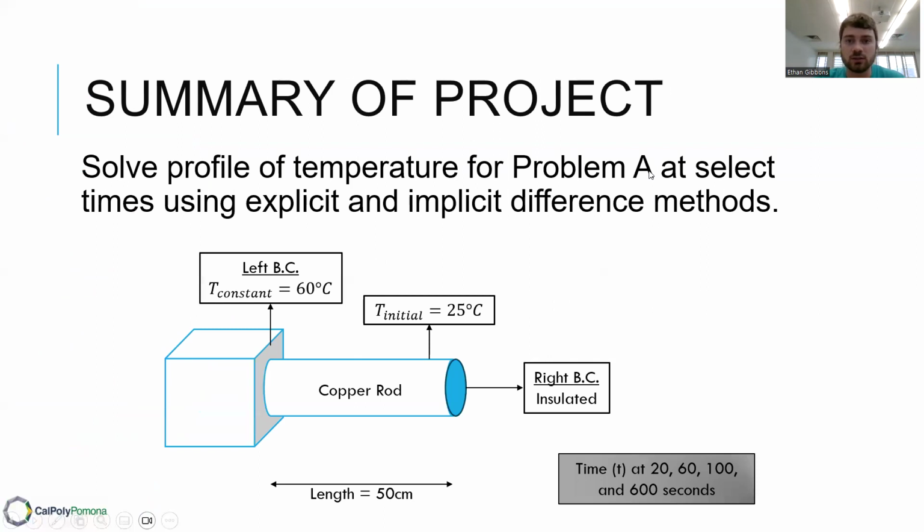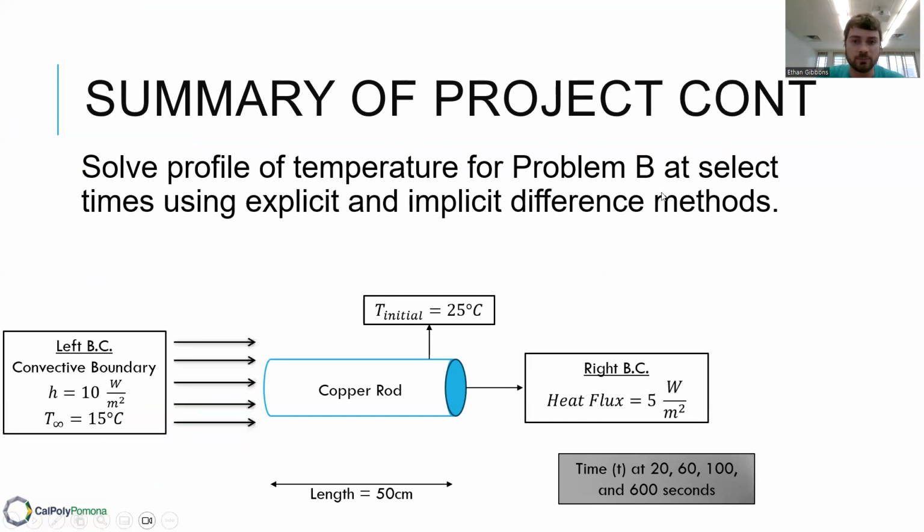So the summary of the project, we have two problems to solve. Problem A, we need to use explicit and implicit difference methods to solve for the profile temperature, the same as for problem B. On the left, we have a boundary condition of a constant temperature. On the right, we are insulated. We have a set length. We are analyzing this copper rod at an initial temperature of 25 degrees Celsius, and we will be doing profiles of temperatures at set times of 20, 60, 100, and 600 seconds.